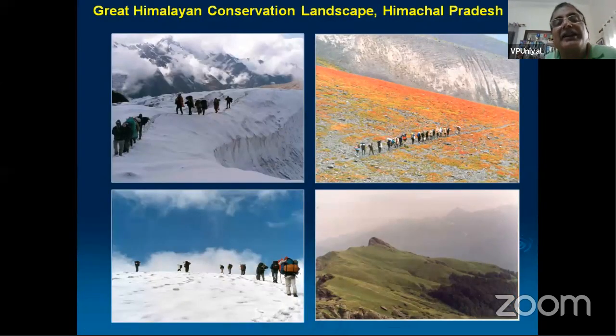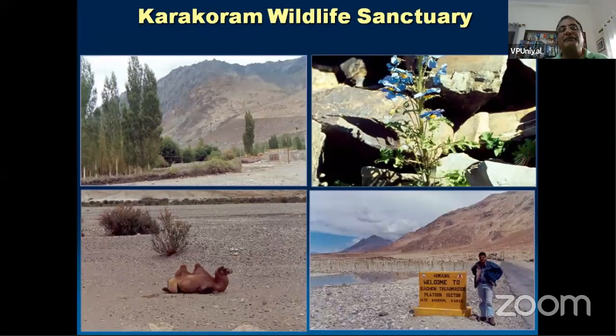This is the area of Great Himalayan National Park, Pin Valley National Park area. I've done some insect study over here, some butterflies. We have five species of Apollo in our country. Some species of butterflies are called snow Apollo, very transparent butterflies. You can't see them. The area is full of snow. When the snow melts, the area is full of flowers. You can go and do your study also. There are some very important aspects in Karakoram Wildlife Sanctuary.